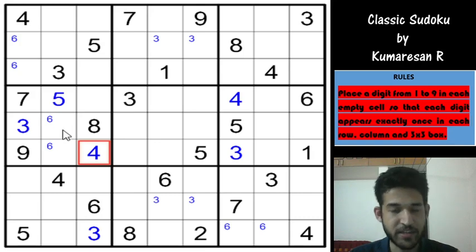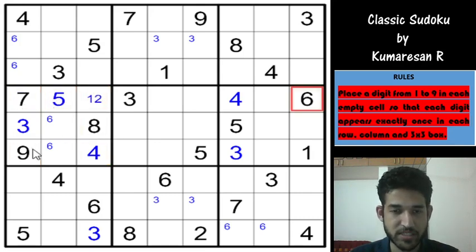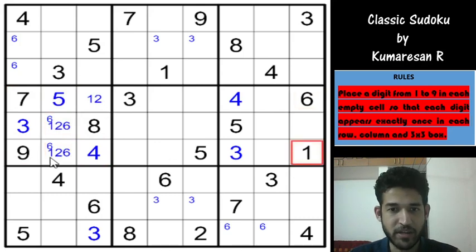And let us start writing the candidates now. 4, 5, 8, 3, 7, 9. So this would be 1 and 2 because 6 can't be there. And these two cells would be 1, 2, 6. And you have 1 here, so that is a 2 and a 6.